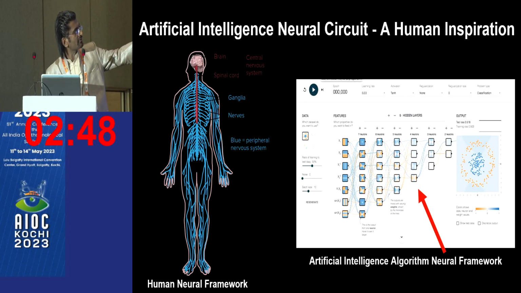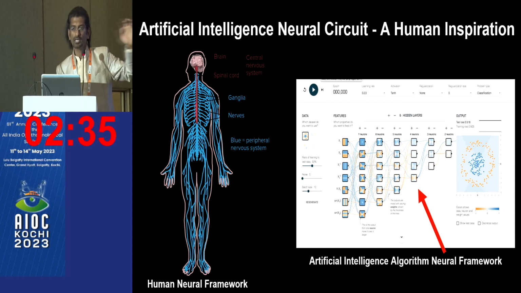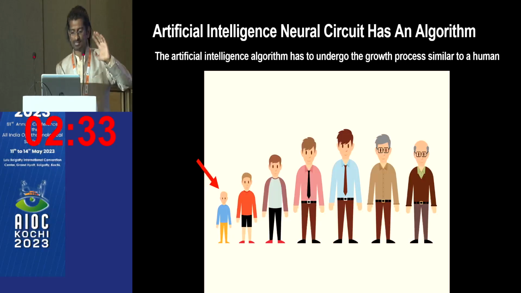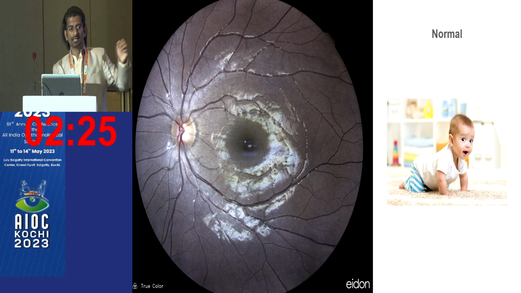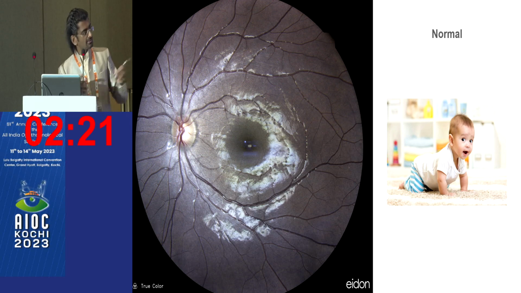This, my dear friends, is the CNS and the PNS nervous system, which is mimicking, can I have a pointer please, the artificial intelligence algorithm neural network on the right, shown by the red arrow. It is similar to the CNS system that we have made. It's called human in the loop learning. It also has to undergo a birth from a child to an adult, just like a human. In this figure, this is a normal fundus, like a normal baby.